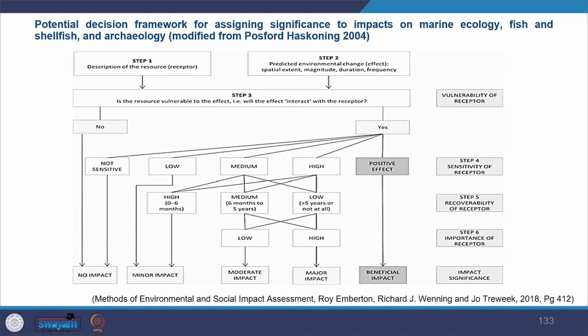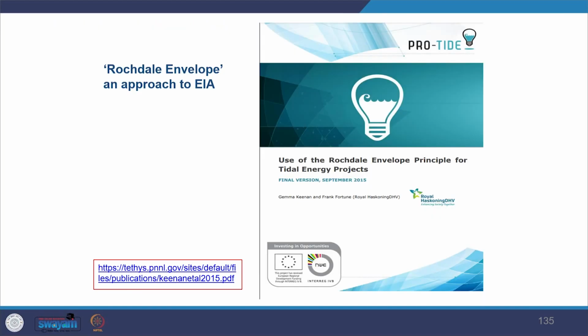You can see this decision-making framework. How do you decide whether it's important or not important? One of the frameworks has been given here, so even that can be referred to. Then there's another framework approach, the Rochdale envelope, which is also very much used in environmental impact assessments. So that can also be used here. I have provided the link to this document for you.